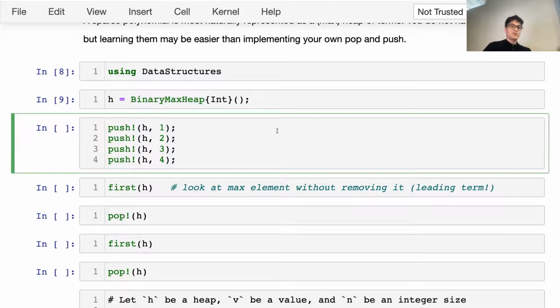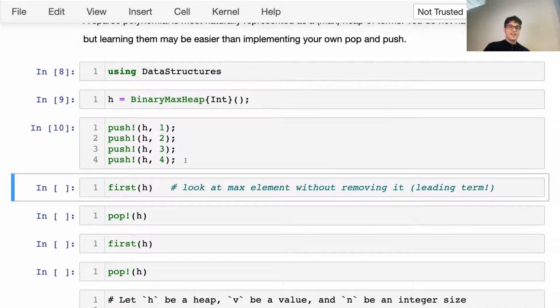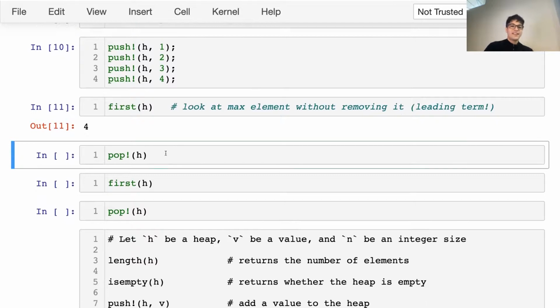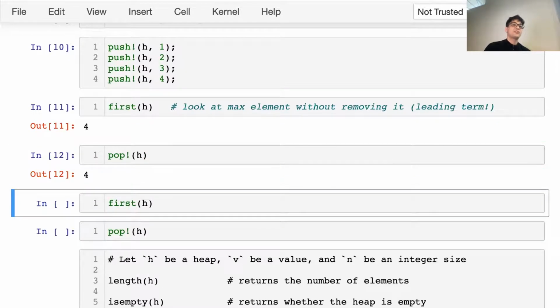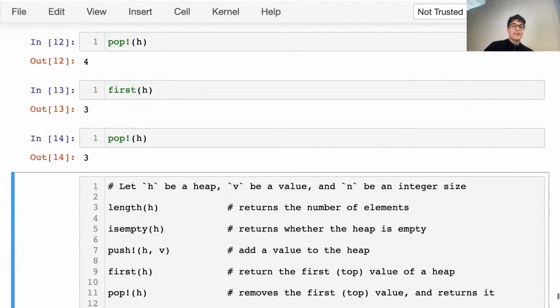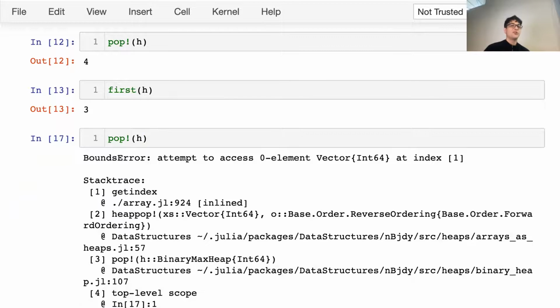I'm just going to push 1, 2, 3, and 4 into it. And it provides us this interface. I can ask for what's the first thing in H, and it's going to say 4. Then I can pop H, which means it gives you 4 and removes it from the heap, right? So now if I look at the first thing in H, it's 3. So I can pop again, and it gives you 3. And I can continue popping 2, 1, until it becomes empty, and you'll get an error. So you just have to be careful not to try to pop from an empty heap.